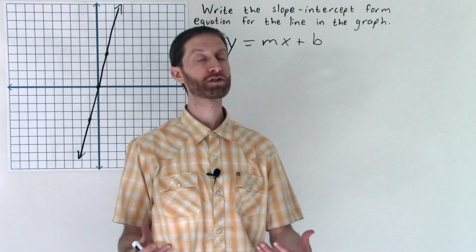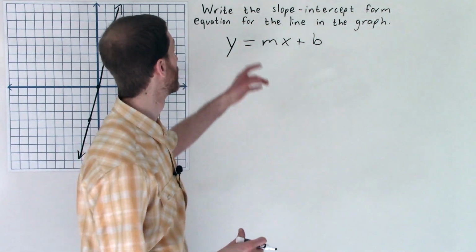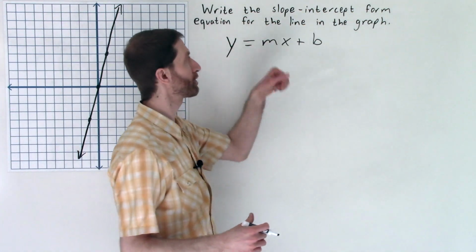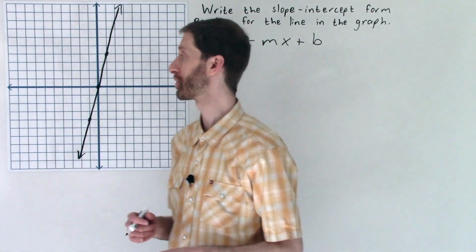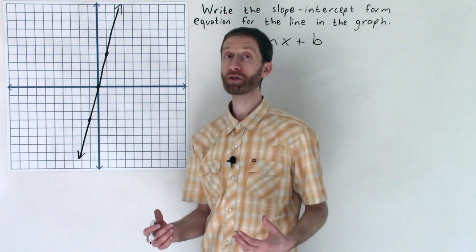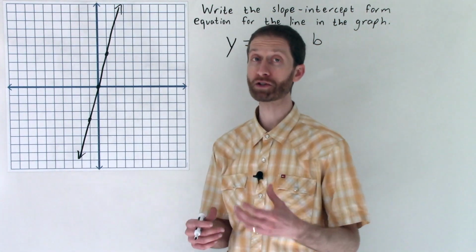And here we are on the other side of the video where we are going to write the slope-intercept form equation for the line in that graph just over my shoulder. So how do we do that again? We're going to follow the same ideas that we talked about before.